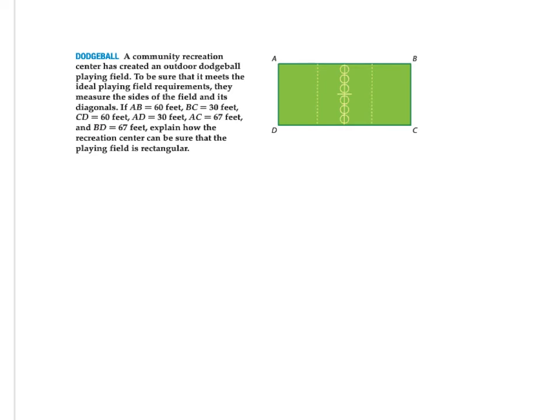Looking at this picture right here, in dodgeball, a community recreation center has an outdoor dodgeball playing field. To be sure that it meets the requirements for the ideal playing field, they measure the size of the field and its diagonals. If AB is equal to 60, we'll label that right there. BC is equal to 30. CD is equal to 60. AD is equal to 30. And AC is equal to 67, and BD is equal to 67, same thing.